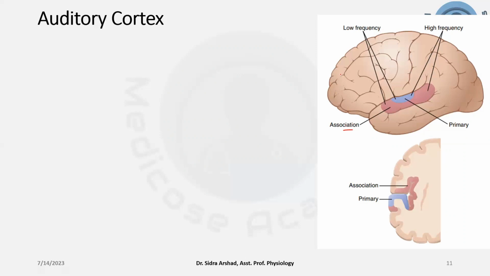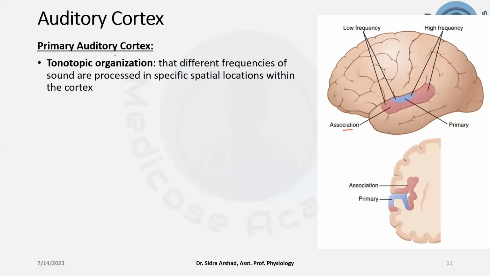So what are the functions of the primary auditory cortex? The primary auditory cortex is involved in the tonotopic organization. In the primary auditory cortex, there exist tonotopic maps. That is, the different sound frequencies are perceived at different areas of the primary auditory cortex. As you can see over here in this diagram, anteriorly, the low frequency sounds are encoded and perceived, and high frequency sounds are located posteriorly.